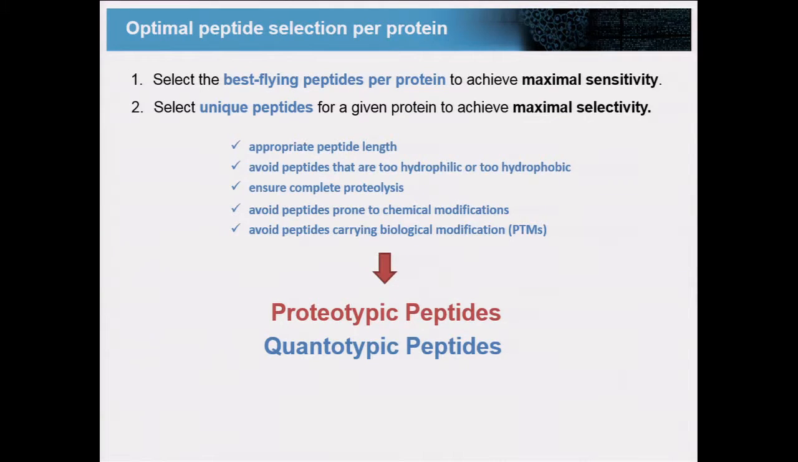We've also seen at the beginning of the week that we go through a process of selecting proteins, and then we select peptides, and we gave you a list of recommendations on how to select the best flying peptides per protein, and how to select unique peptides to have maximum selectivity. We gave you a list of tips to achieve those prototypic peptides and from those quantitative peptides, so we can quantify the proteins of interest no matter what type of acquisition we're doing.